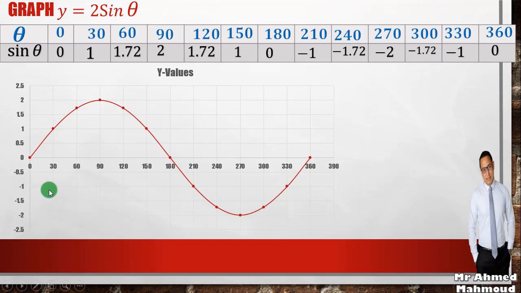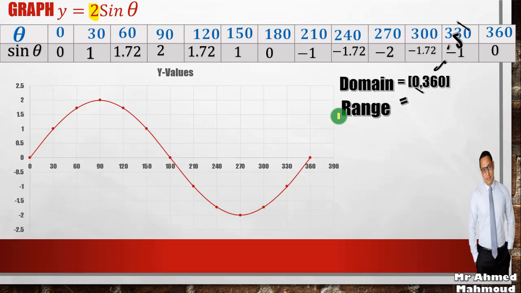So there is a relation between this number and the range. Again, there is a relation between the number here and the range. If this number is 1, the range is from negative 1 to 1. If this number is 2, the range is from negative 2 to 2, and so on. So the domain is from 0 to 360 or 2 pi, and the range from negative 2 to 2, and the function is periodic also. It looks like the previous one, and it makes a whole period in 360 degrees or 2 pi.